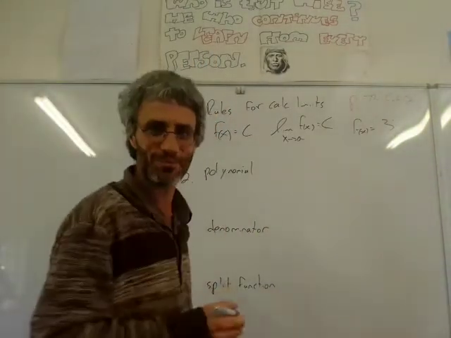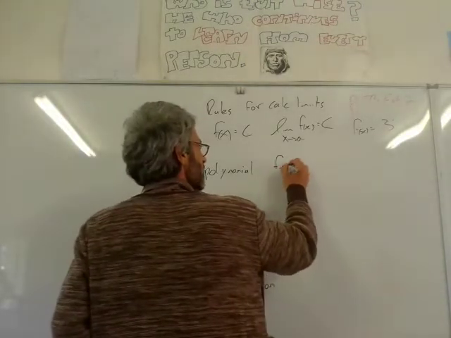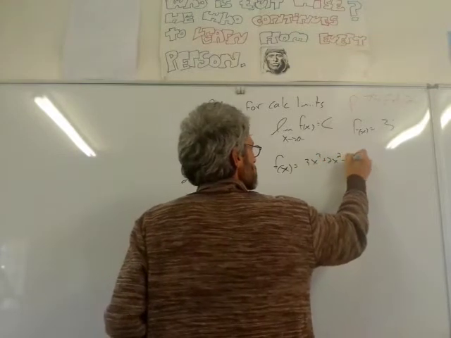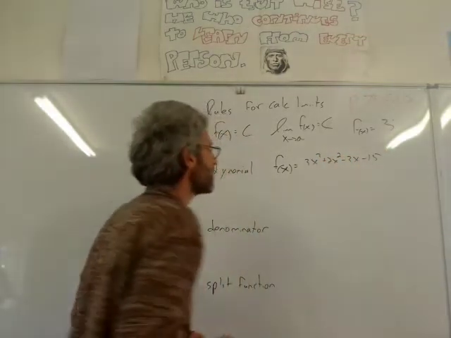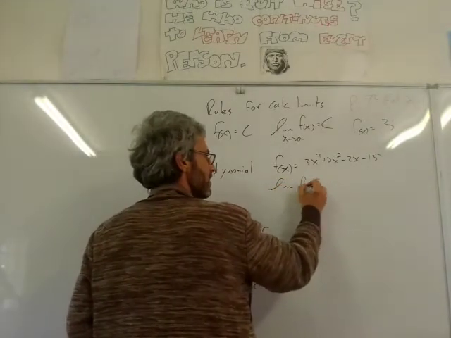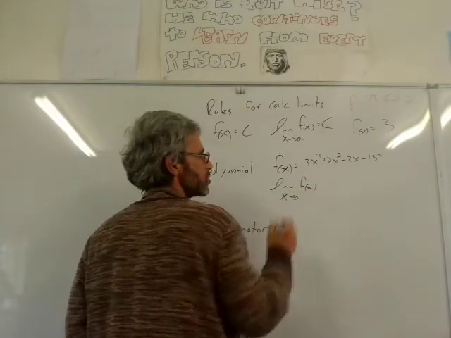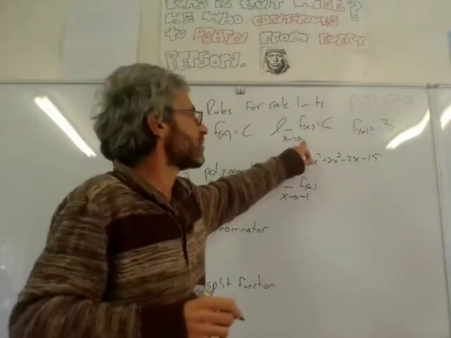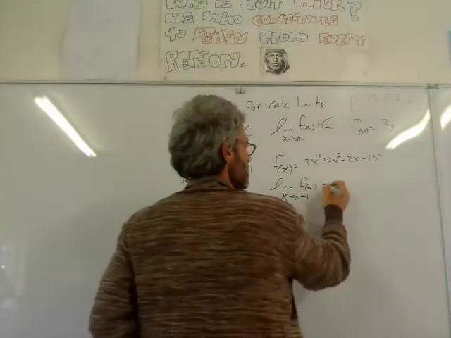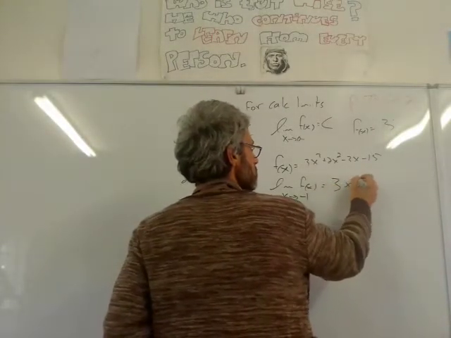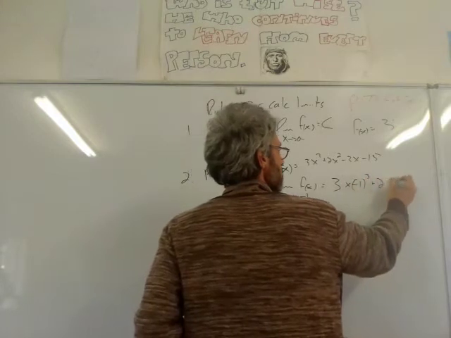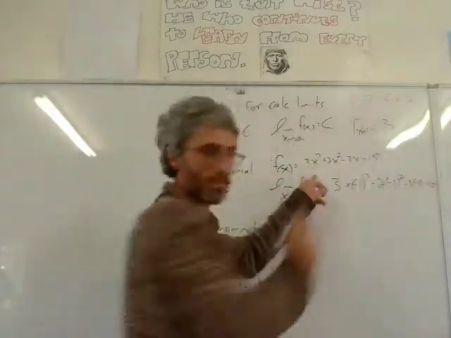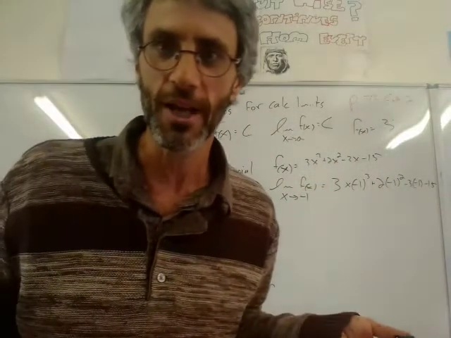Next one is a polynomial. So let's say I have f of x equal 3x cubed plus 2x squared minus 3x minus 15. How would I find the limit when x approaches, I don't know what, minus 1? Again, not a problem. Well, a bit more difficult here. You can't straight away say the answer. But in this case, as we've done, we just substitute. So 3 times minus 1 cubed plus 2 times minus 1 squared minus 3 times minus 1 minus 15. I just substitute in x equals minus 1. There's no problem.